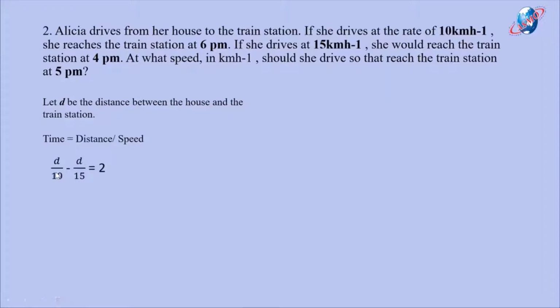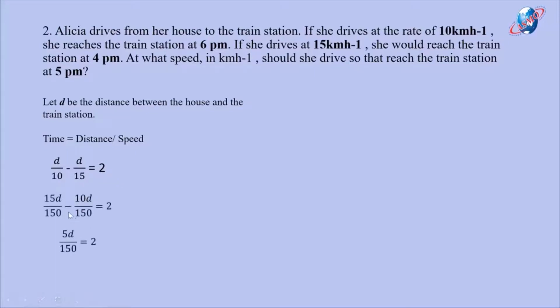Now, d over 10 minus d over 15 equals 2. Because time is distance over speed, if we take d divided by the speed of 10, she will reach the train station at 6 p.m. If we take the distance divided by the speed of 15, she will reach the station at 4 p.m., which is 2 hours earlier. That's why we can equate it to 2 hours.